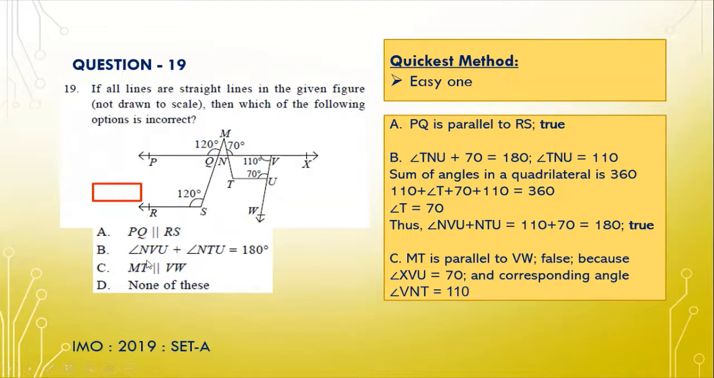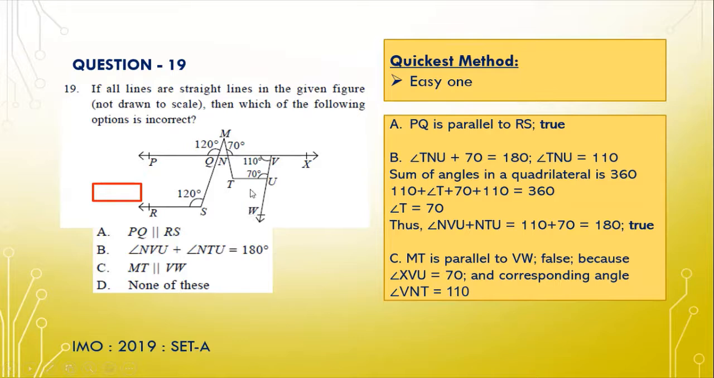Angle NVU plus angle NTU is 180 degrees. Let's find out. If this is 70 degrees, how much is this? Adjacent angles, so if this is 70, this is 110. And if angle N is 110, then 110 plus 110 plus 70 plus angle T is 360. So angle T is 70. Then angle NVU is 110, so angle V plus angle T, 110 plus 70, is 180. So B is correct.